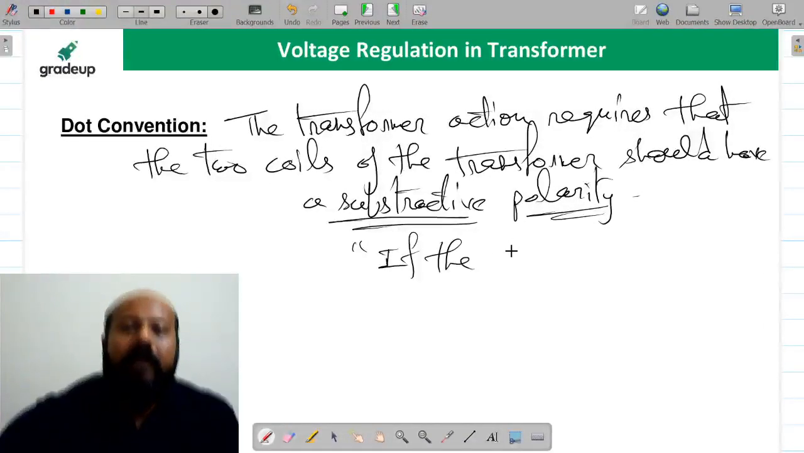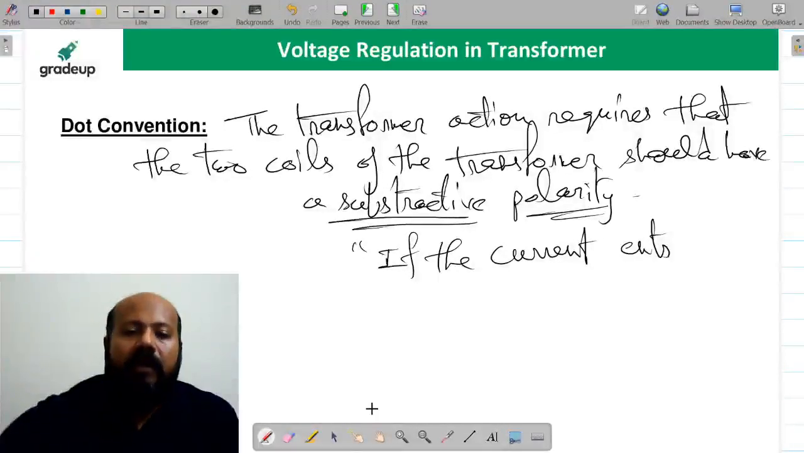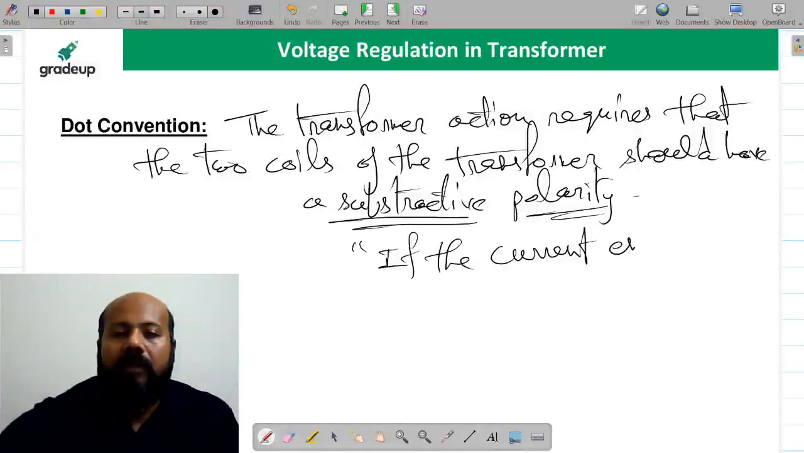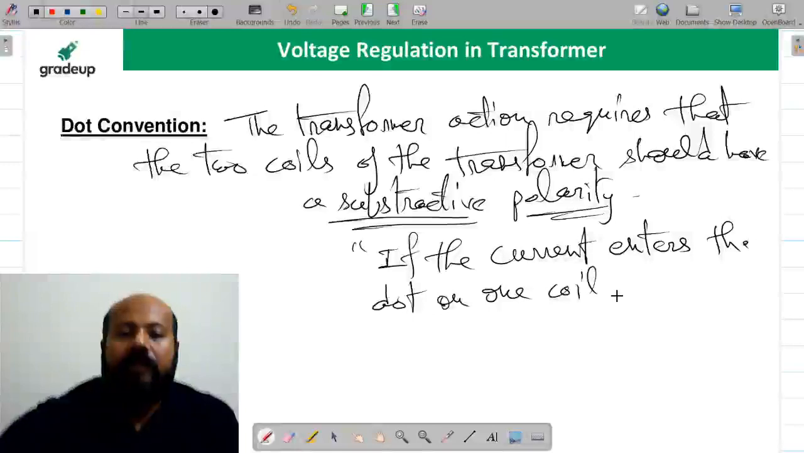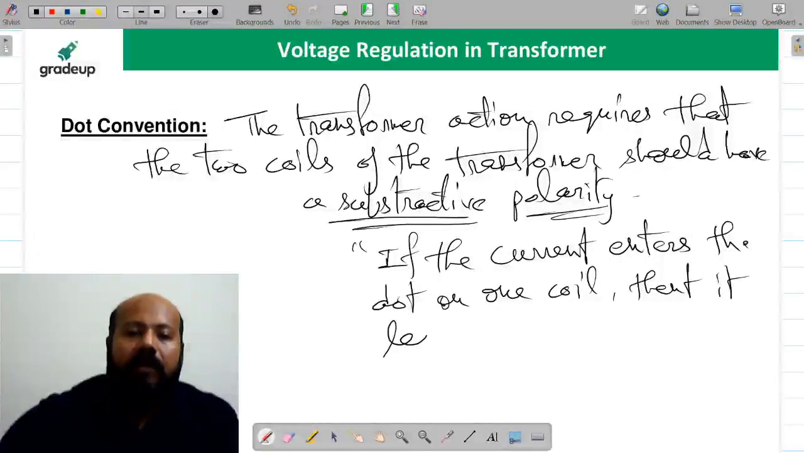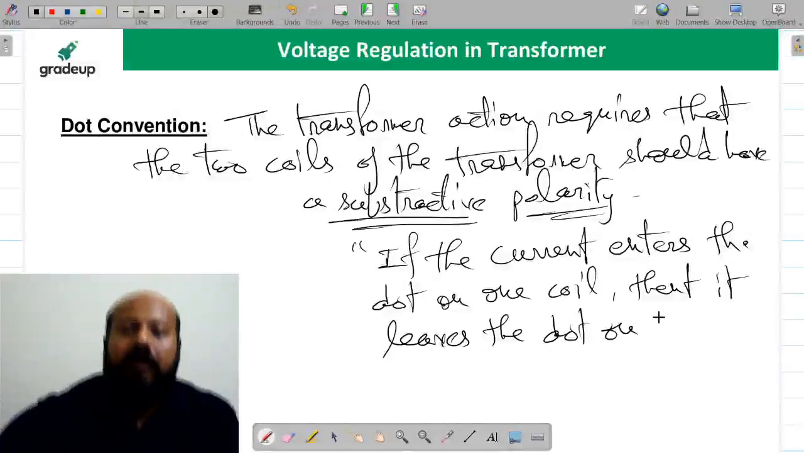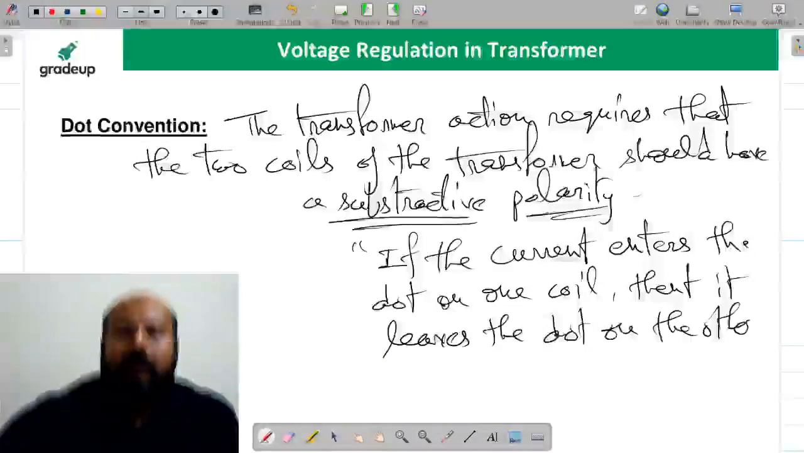If the current enters the dot on one coil, then it leaves the dot on the other coil.